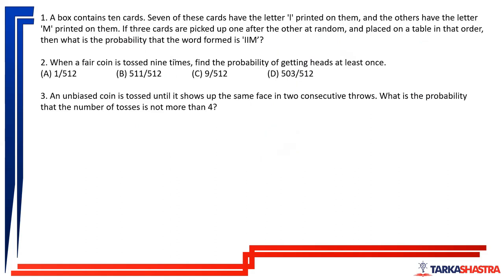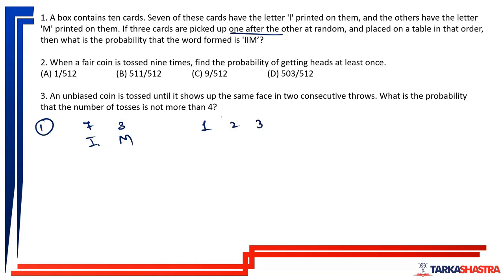First question. A box contains 10 cards. 7 of these cards have the letter I printed on them, and the others have letter M printed on them. So 7 cards have I printed on them, and the remaining 3 must have M printed on them. If 3 cards are picked one after the other, they are not picked simultaneously. They are picked one after the other, and they are placed on the table in that order. So first card, second card, third card, they are placed on the table in that order.